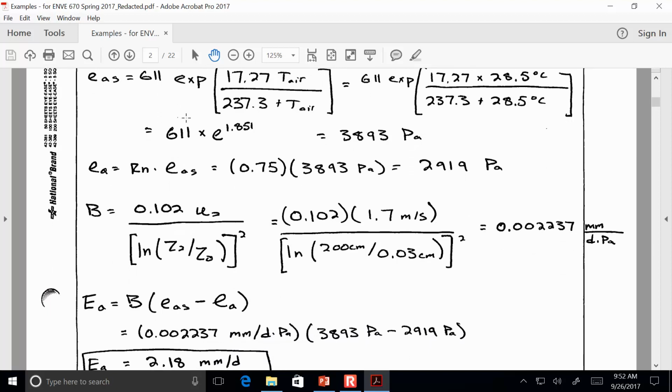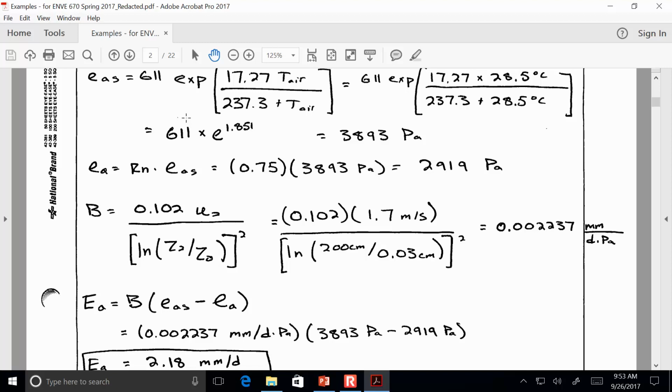All right, so calculate E sub AS, 3893 pascals, and that's basically just based on the air temperature. And then E sub A is based on that and the relative humidity. And if you look later on down here at the bottom, we were talking about a gradient earlier. The difference between how humid it is and how humid it could be is one of the driving forces. And so here, this gradient, E sub AS minus E sub A, is taking that into account.